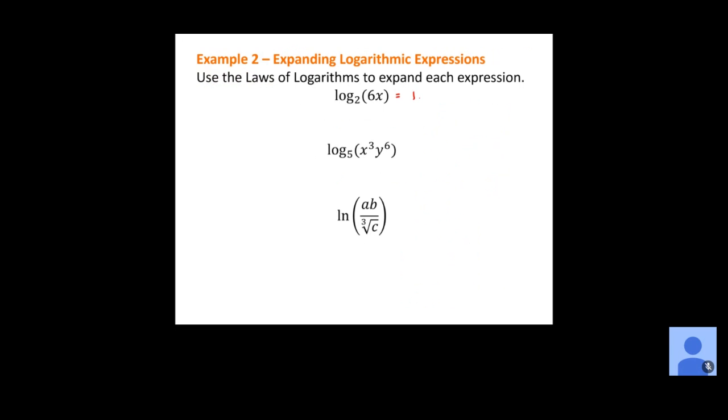Keep the base the same. So this is going to be a base 2 log of 6 plus, and then we're going to have another base 2 log of x. And that's all we can do in terms of expanding, right? Because we've used all of our laws of logarithms that apply to this one now.